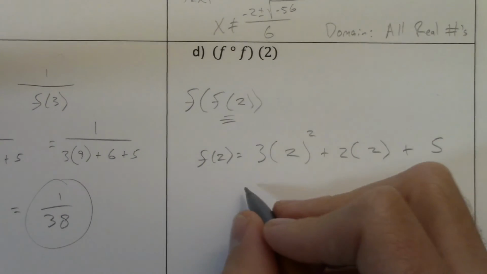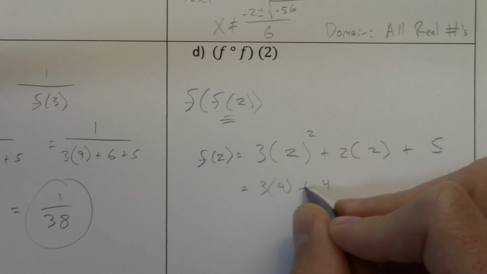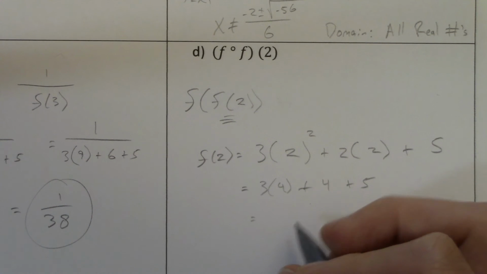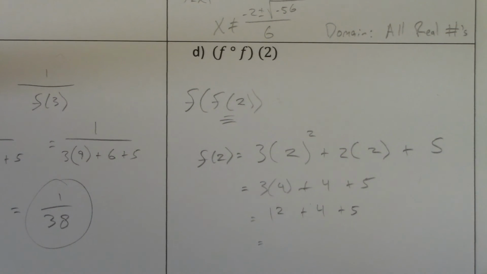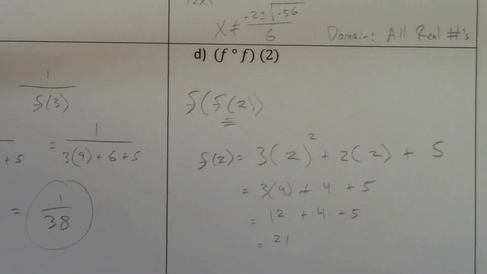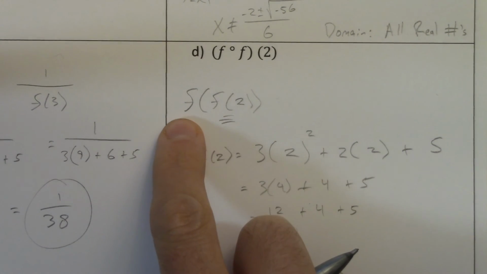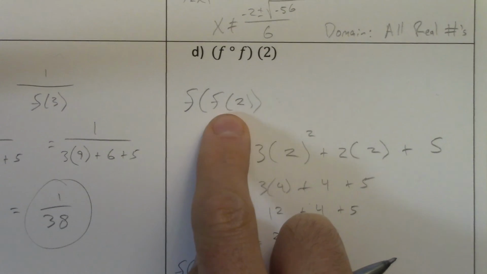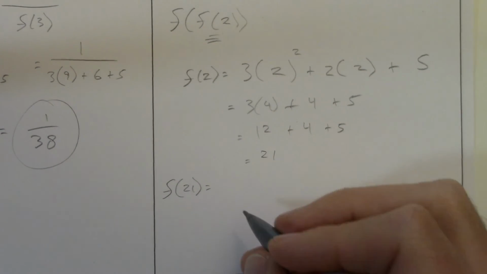Should remind you of some previous units that you've done. So this is 3 times 4 plus 4 plus 5. So that's what? 12 plus 4 plus 5. So that's what? Let's see here, 21. Okay. So then we're doing f of 21 because f of 2 is 21. So now we're plugging in, if f of 2 is 21, then we're doing f of 21. And this one, I'm going to need a calculator for this.